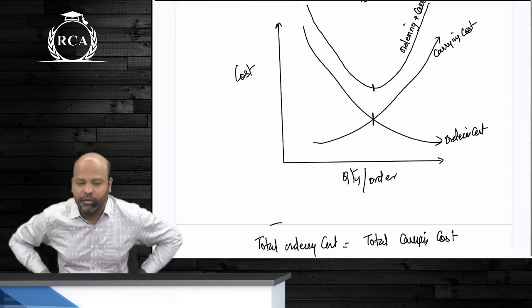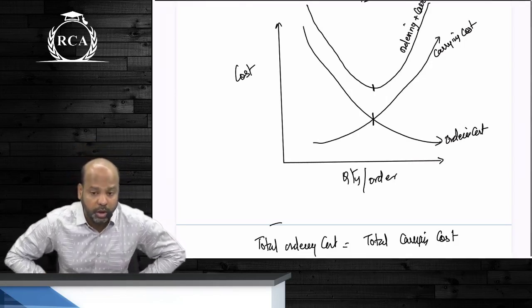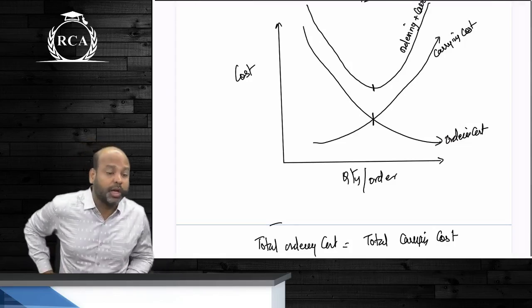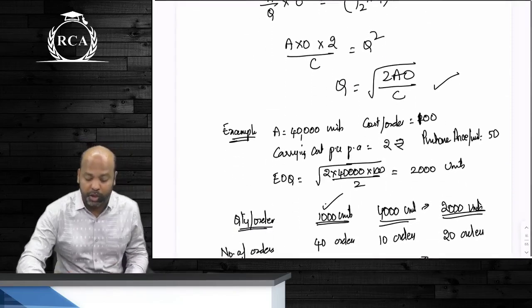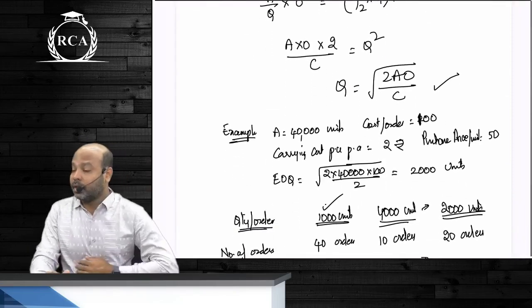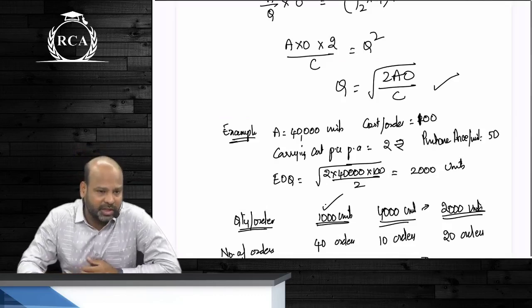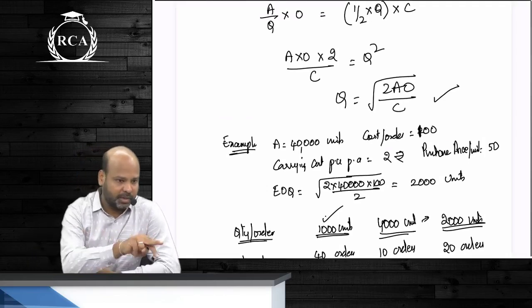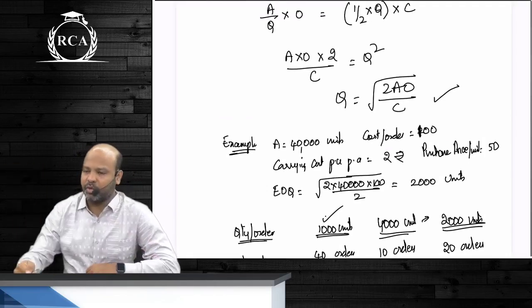Using that, we derive the formula for EOQ, and that is root over 2AO by C. Annual consumption is A, O is ordering cost, C is carrying cost per unit per annum. Is that clear, guys? Now, after EOQ, we have done the concept of maximum level. In notes, maximum level comes first, but in revision, because I did ROQ, I'm doing EOQ.